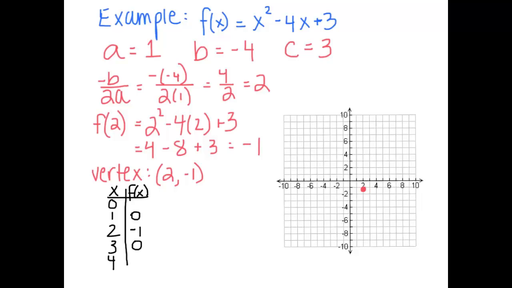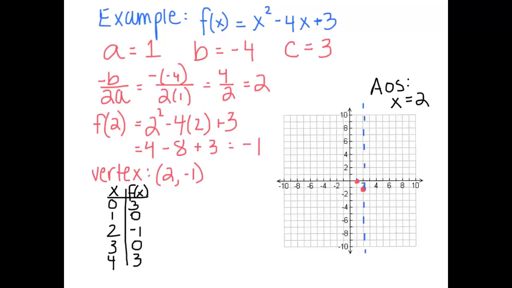If I plug in 0, 0 squared minus 4 times 0 plus 3 is 3. And I can use the idea of symmetry to fill in that other missing value. You can also use the axis of symmetry. I know that the axis of symmetry has to be x equals 2, because I know that the function is symmetric about that vertex. So if you plot in that dotted line and start plotting these points, you'll see how the symmetry works. (1, 0) was right here.